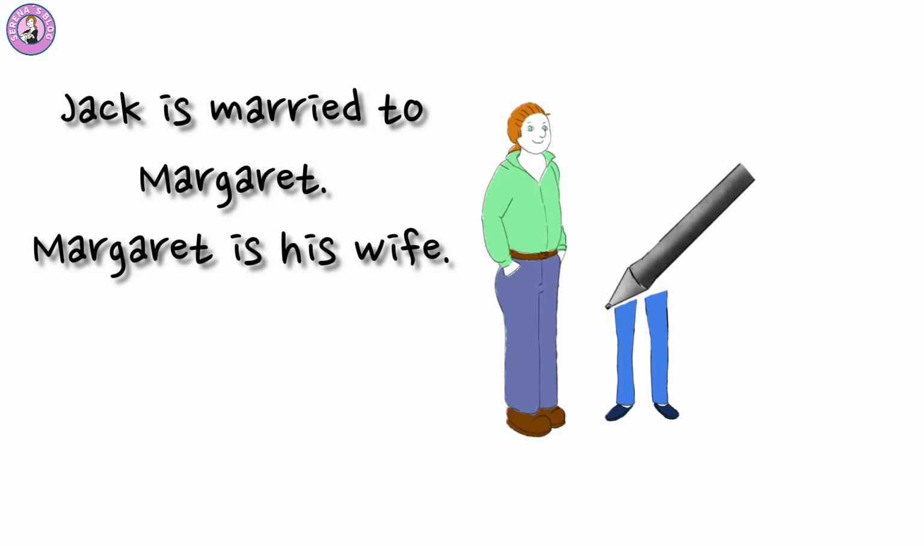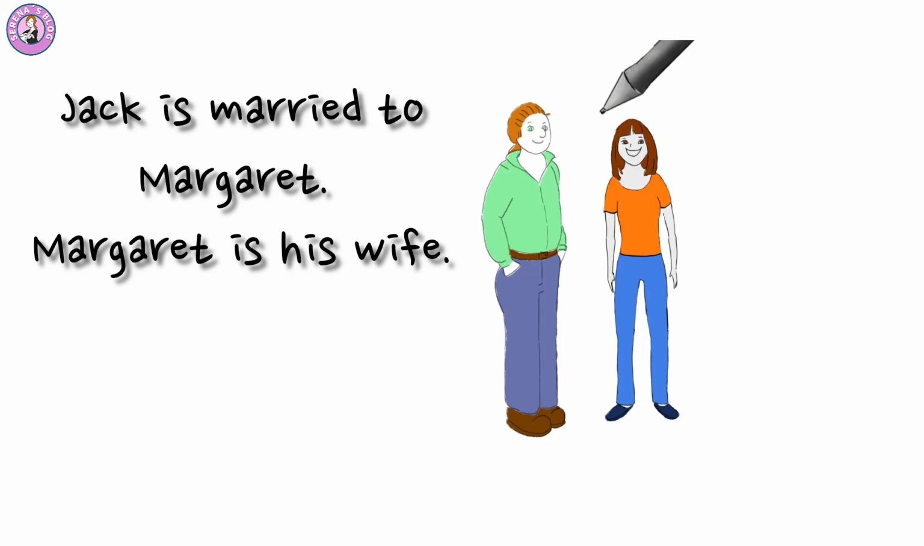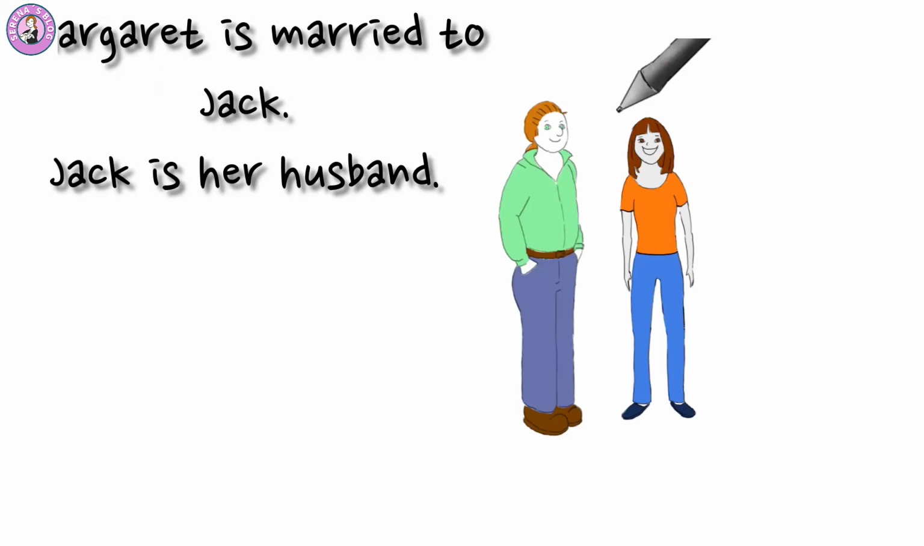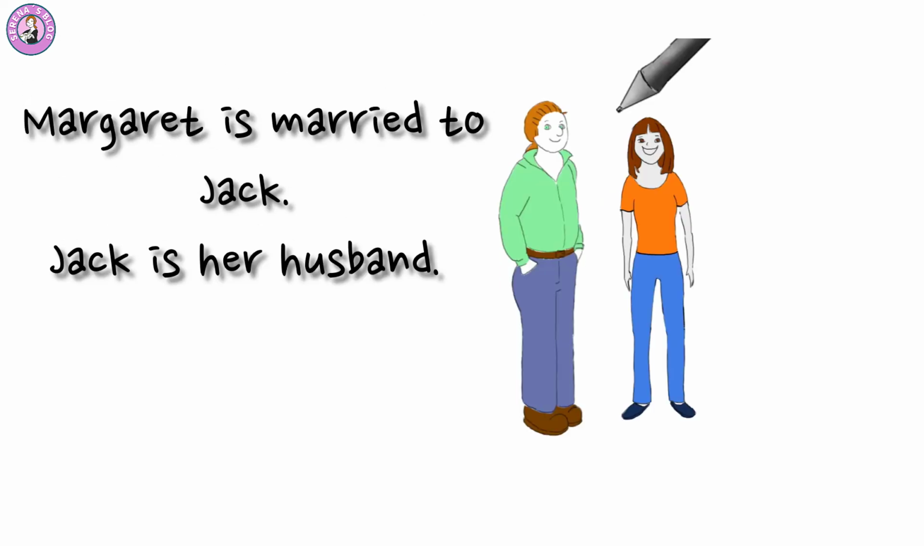Married, single, husband and wife. Jack is married to Margaret. Margaret is his wife. Margaret is married to Jack. Jack is her husband.